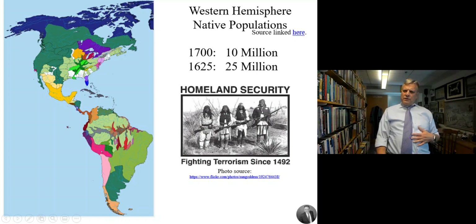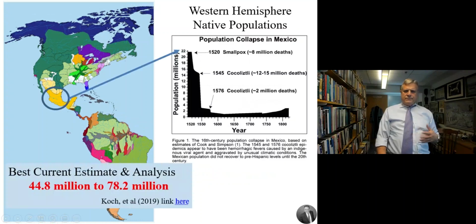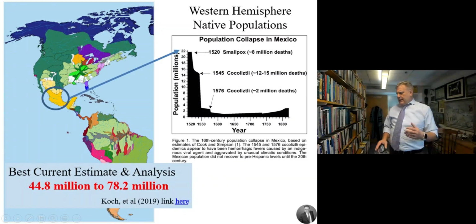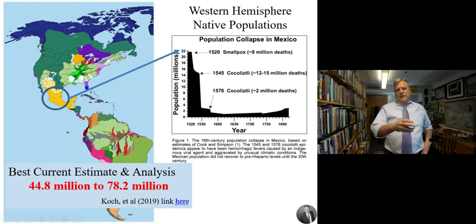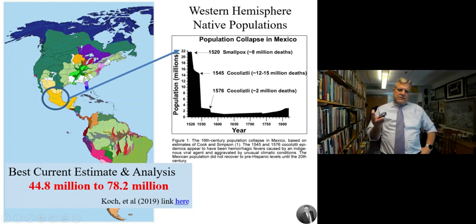But what about at the point of European contact? Well, there's debate over this, and the estimates vary, some well over 100 million. The best current estimate is from an article in 2019 that ranges up to about 78 million.